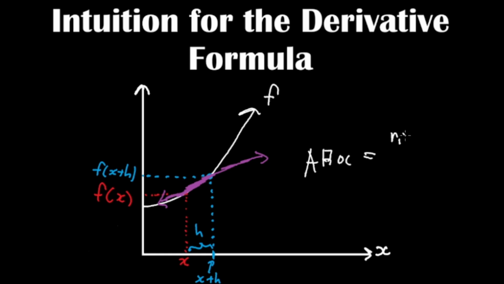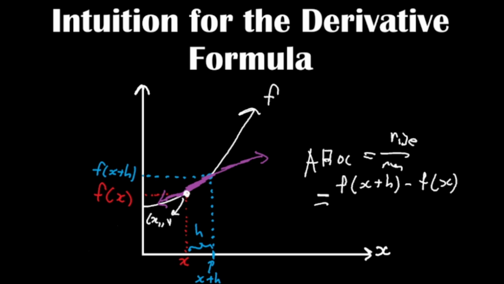that's going to be our rise over our run. So our rise is going to be our y2, so f of x plus h, minus our y1. Because this right here is our x1, y1, and this is our x2, y2. And then our run, if you notice, this is h units to the right, so our horizontal distance is just h. So for very small values of h, this is going to give a very good approximation for the rate of change at x.